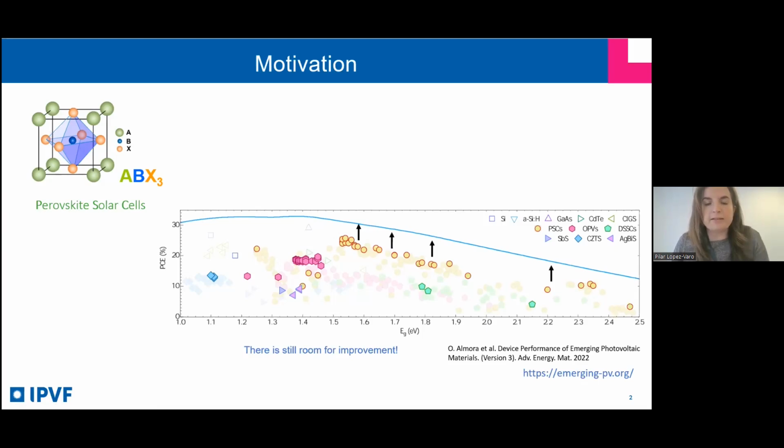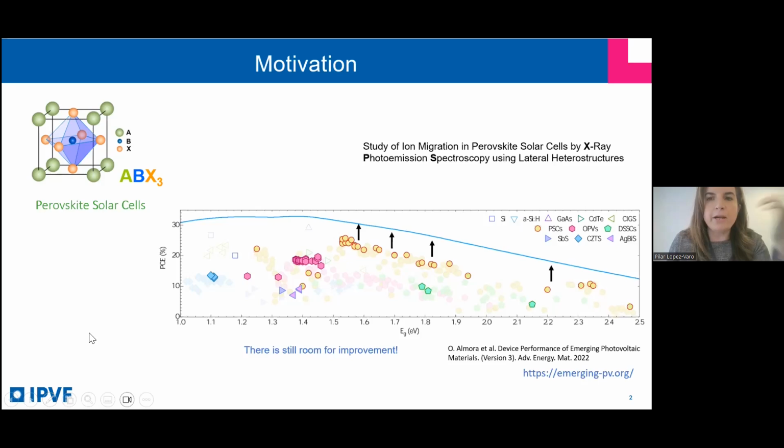The recombination at these interfaces depends on the charge carriers that we have close to them, and these charge carriers can depend on the ions. For that reason, we are studying these ions, because they are not only going to impact the efficiency of these devices, but also the stability.